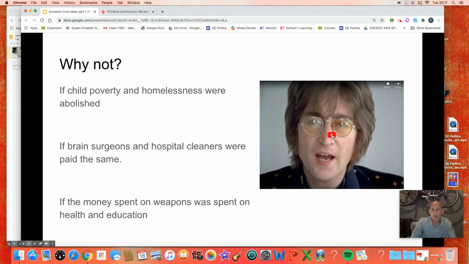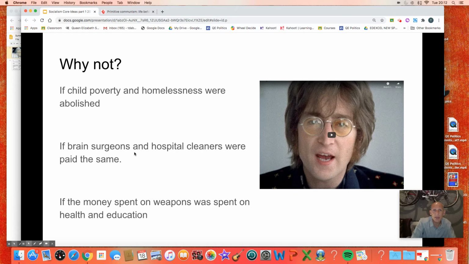Why couldn't child poverty and homelessness be abolished? And if they could, then why haven't we done it by now? Well, what about this one? About pay. It's often the thing that people are most precious about. But why shouldn't brain surgeons and hospital cleaners be paid the same?